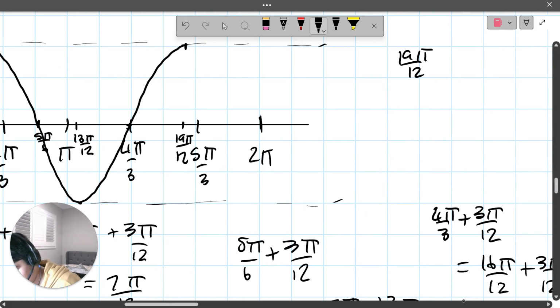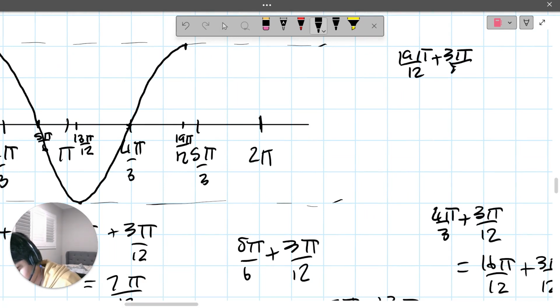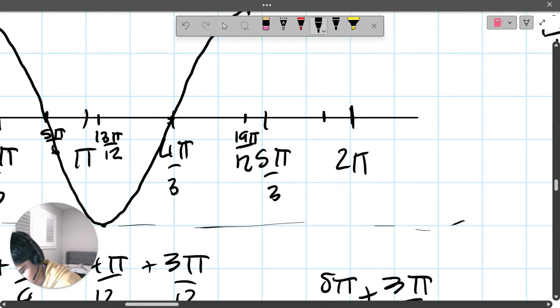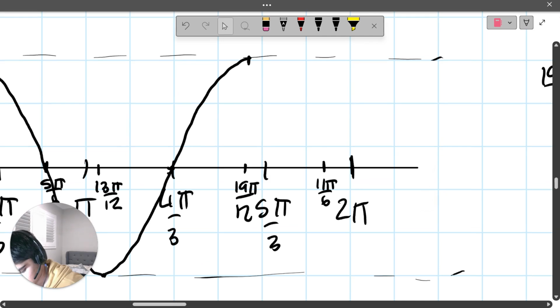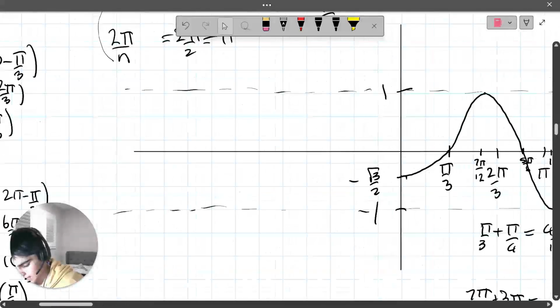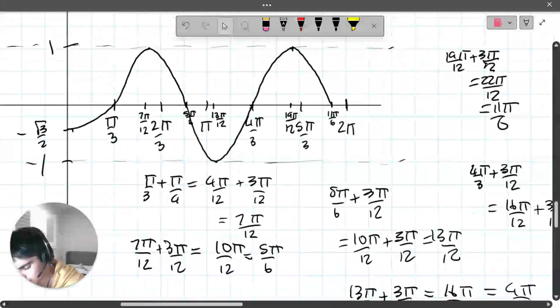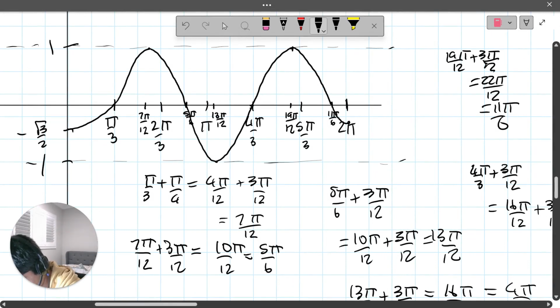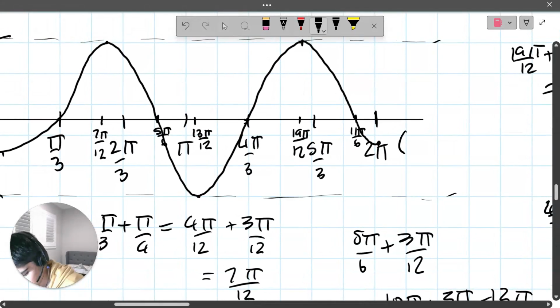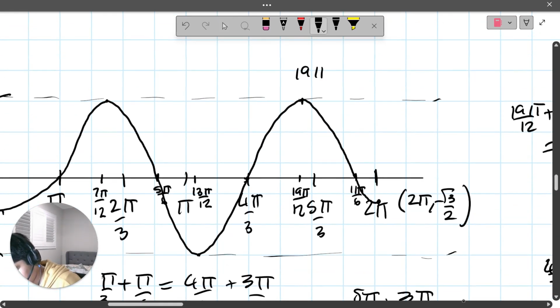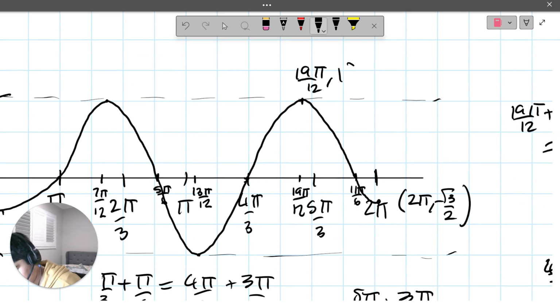19 pi on 12 plus 3 pi on 12 equals 22 pi on 12, and this equals 11 pi on 6. Now 11 pi on 6 lies approximately around here, which is 11 pi on 6. And then 2 pi, as of f of 2 pi, the value at 2 pi should be negative root 3 on 2. So let's bring this curve a bit down to around here. And around here, our coordinate is 2 pi, negative root 3 on 2. Let's just label all these coordinates. This is 19 pi on 12, 1.